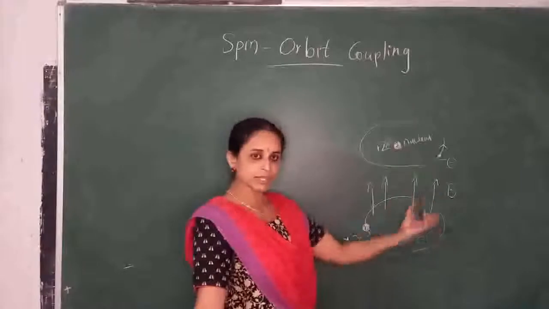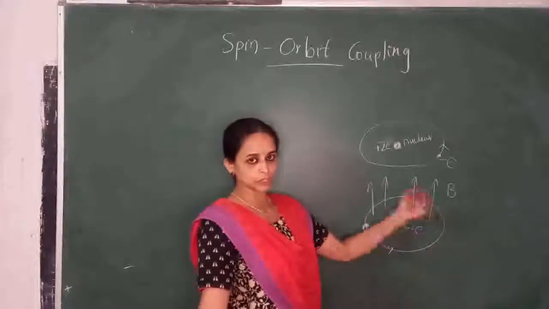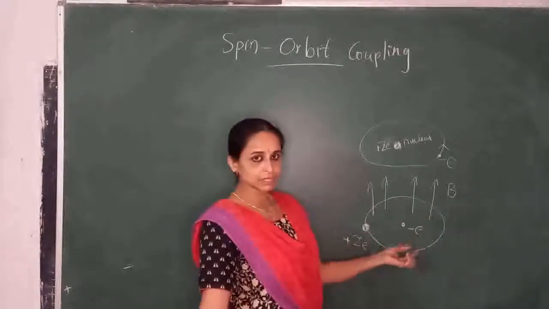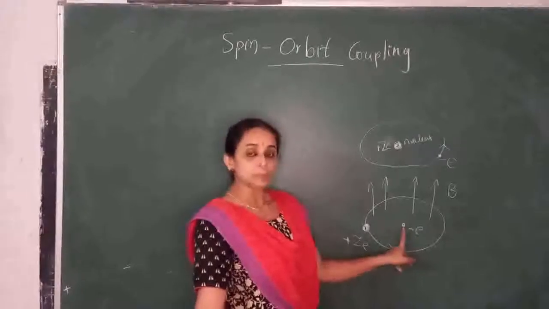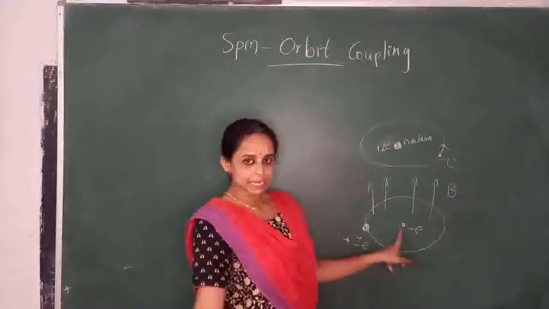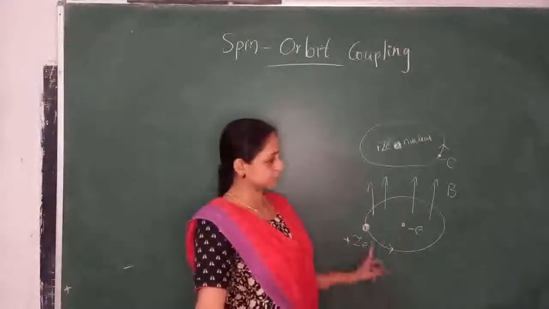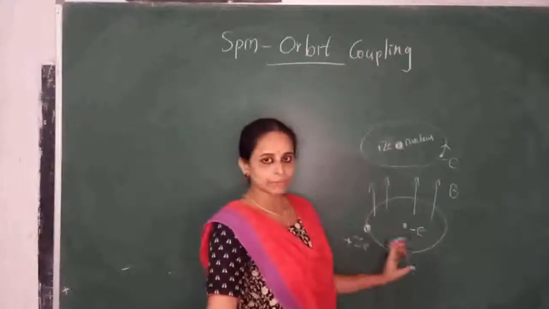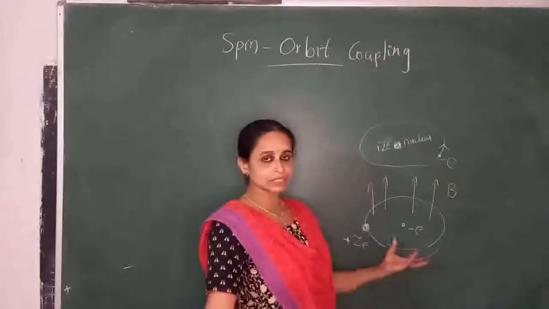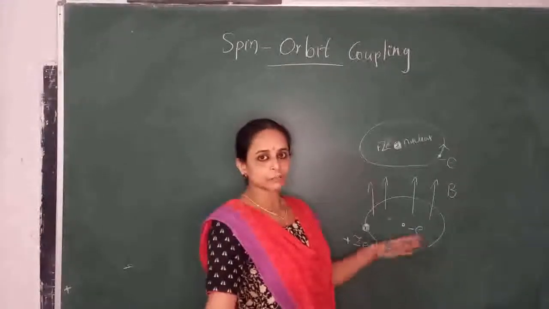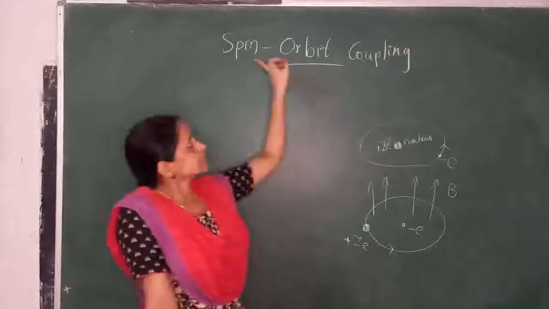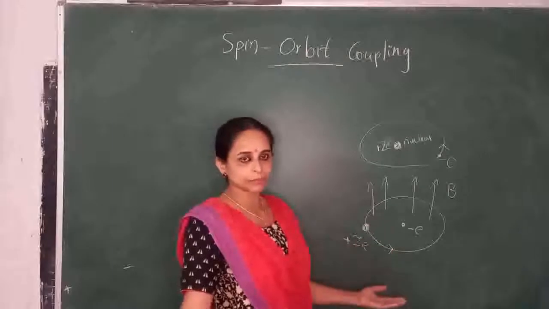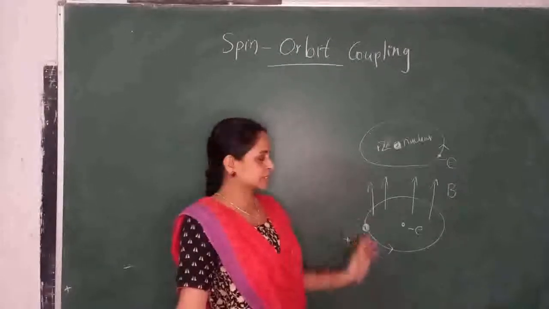This magnetic field arises due to the motion of the nucleus, and it acts on the electron's spin magnetic moment. That interaction is known as the spin-orbit coupling. This is an orbital motion and this is a spin motion. So this magnetic field interacts with the electron's spin magnetic moment, thereby producing an interaction. That interaction is known as spin-orbit coupling. This interaction actually produces an internal Zeeman effect.